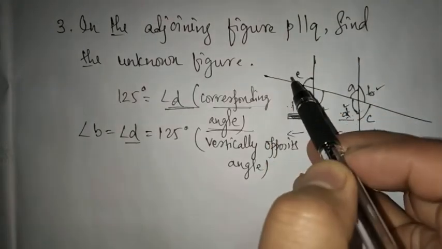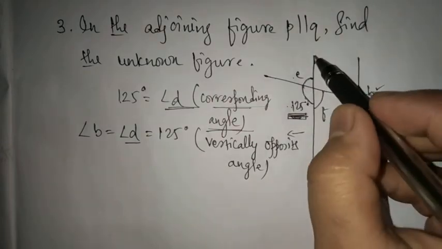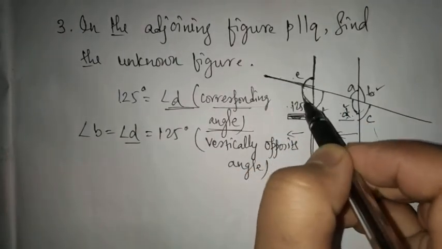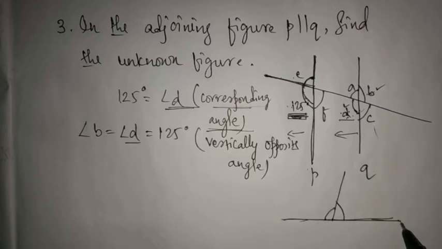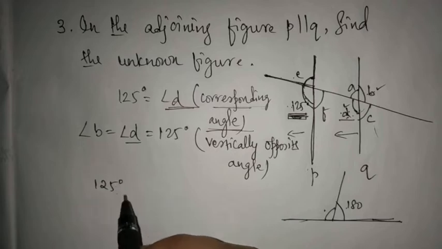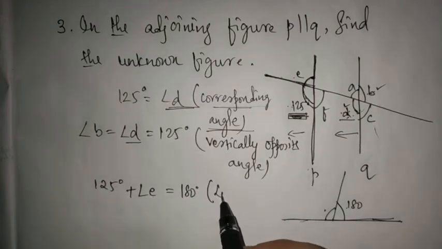Now let us try to find what is angle E. With using what property we can find angle E? Just see, there is one straight line here, and the angle which is formed with this is 180 degrees. In our exercise 5.1, what we have done, if you have a straight line, linear pair of angle is formed which is 180 degrees. Sum of these two angles is 180 degree. So we can write 125 degree plus angle E is equal to 180 degree. Why? Linear pair of angle.